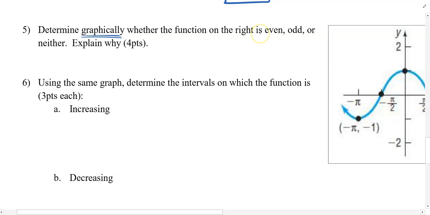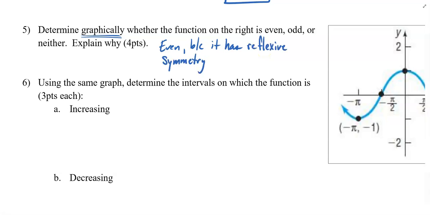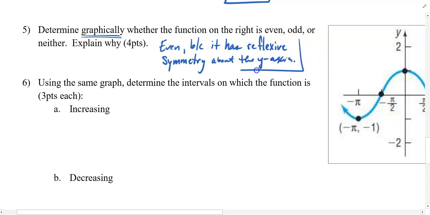Remember, if it had rotational symmetry, if there was a 180-degree rotation about the origin, we would then call this an odd function. But in this case, we would say that it's even, and a simple explanation here is sufficient. We can say that it has reflectional symmetry. I don't know if reflectional is even a word, but it has reflexive symmetry about the y-axis, and I think that would be sufficient.